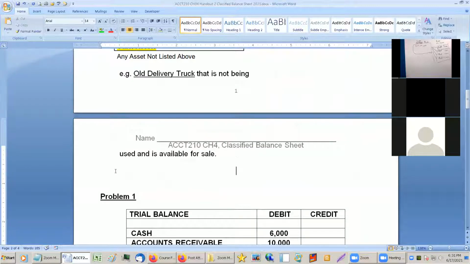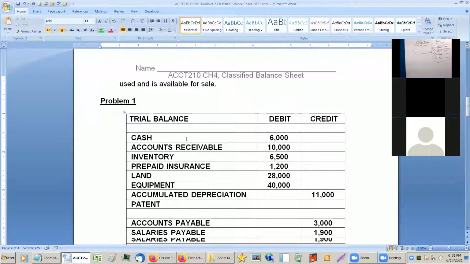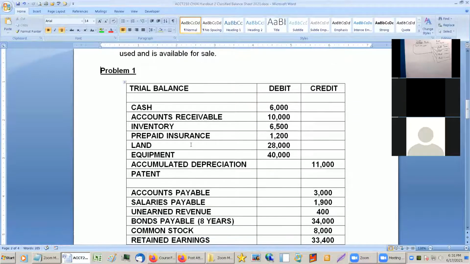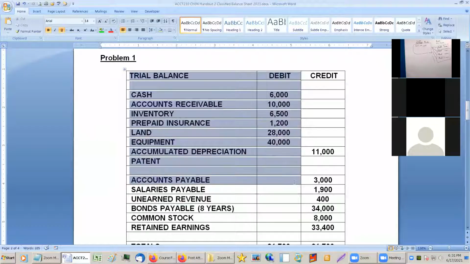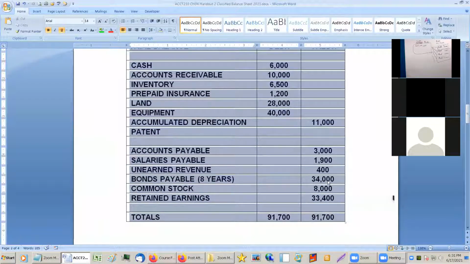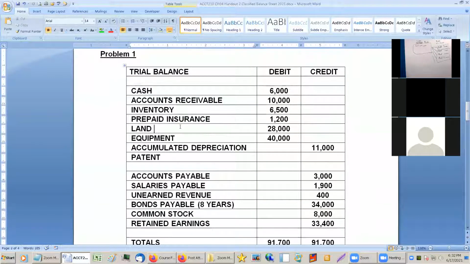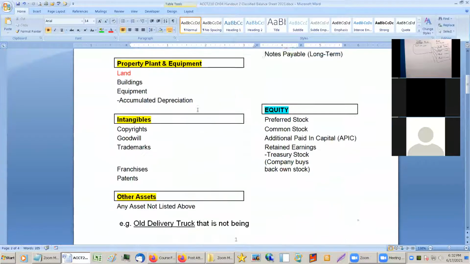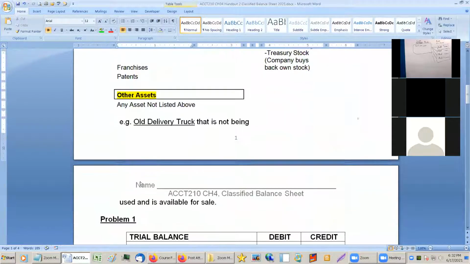Okay, let's jump into our problem here. Okay, classified balance sheet. So these are all the accounts we have. It's in the trial balance like we did last class. Okay, so I tell you what, let's go ahead and do it up here. Looking at the assets, we have current assets, investments, property, plant, equipment, and intangibles.